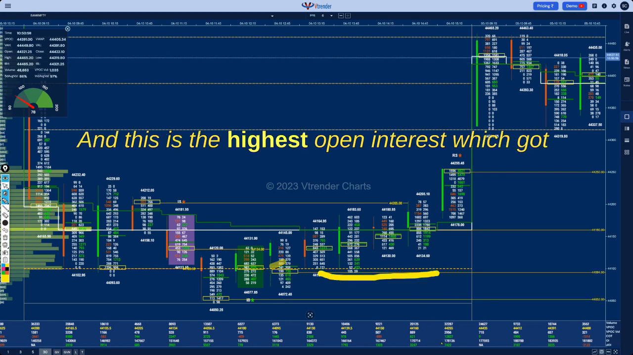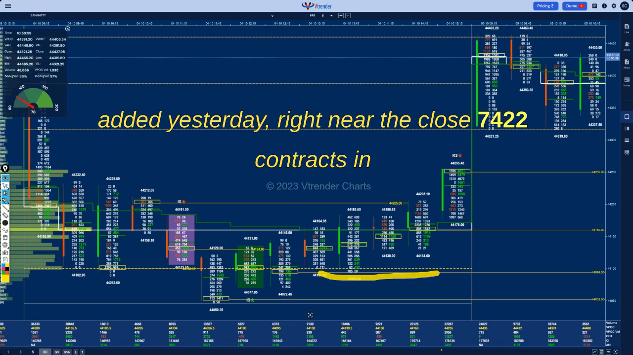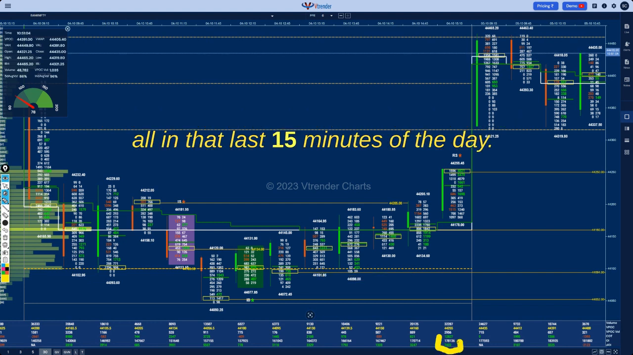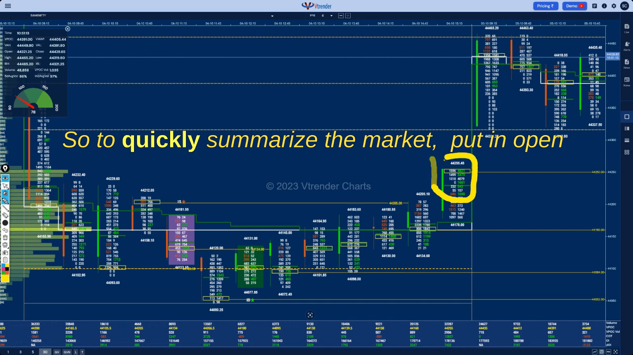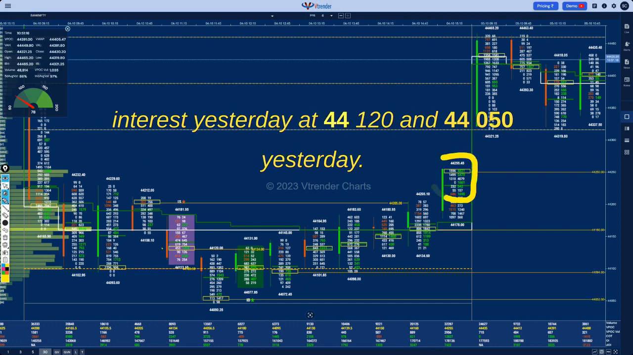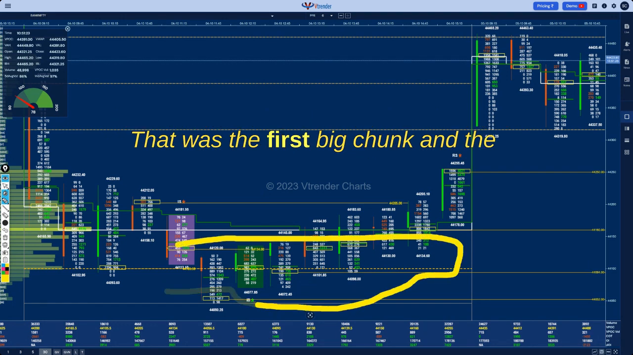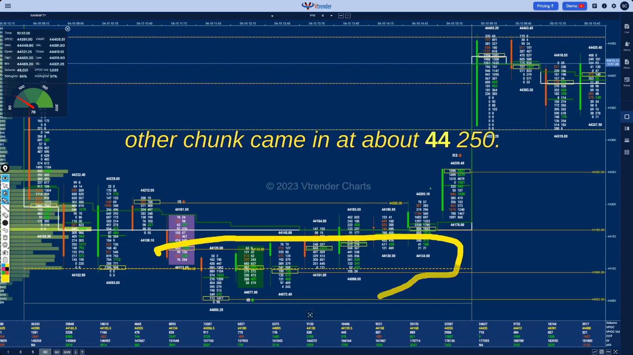And this is the highest open interest which got added yesterday, right near the close, 7422 contracts in all in the last 15 minutes of the day, and all of it is coming at this zone between 44 and 50. To quickly summarize, the market put in open interest yesterday at 44,120 and 44, the first big chunk, and the other chunk came in at about 44,250.